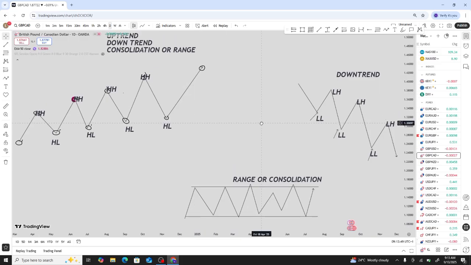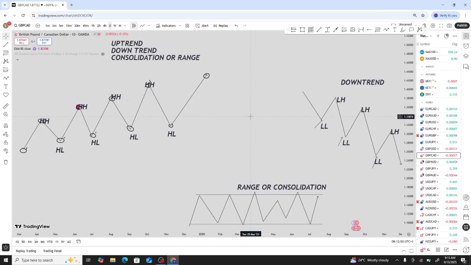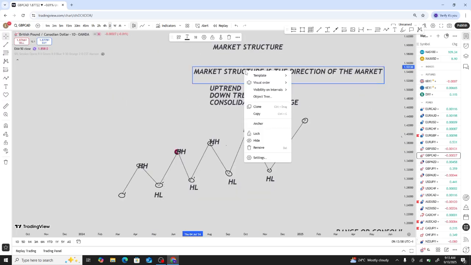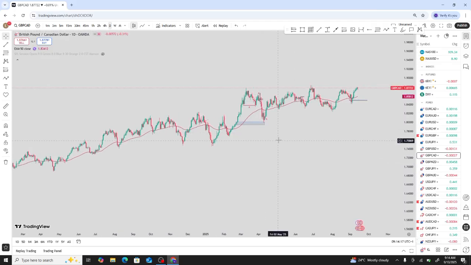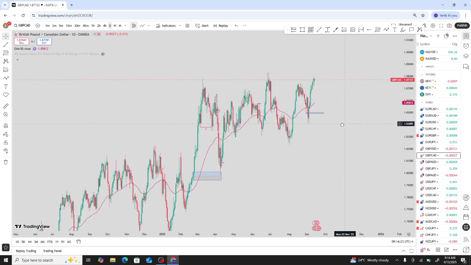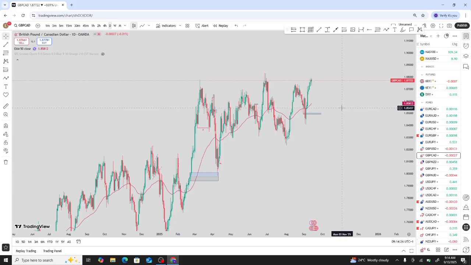I'll have to delete all of this. Okay, let's go to the chart. As you can see, this is GBP/CAD, that is Great Britain pounds versus Canadian dollar.